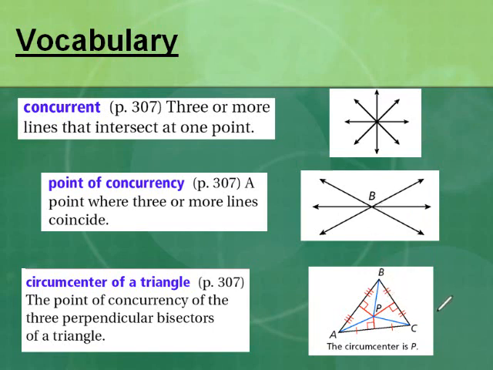The circumcenter of a triangle is the point of concurrency of the three perpendicular bisectors of a triangle. So if we look here, we have perpendicular bisectors. Remember, perpendicular means that it crosses at a 90-degree angle. So this red line crosses this black line at a 90-degree angle. This red line also crosses this black line at a 90-degree angle. And then here's another one. If we were to draw those lines forever, their point of concurrency, where they cross, is called the circumcenter of a triangle. And we're going to learn some properties on these on the next slide.